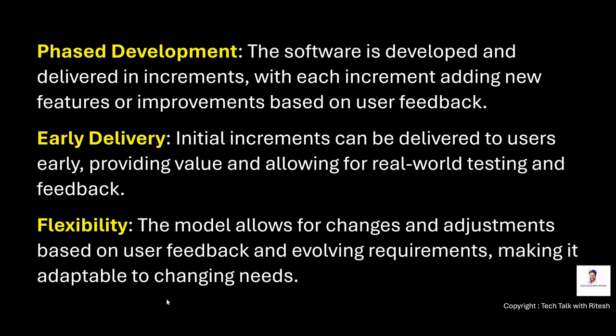So first one is for sure, because we are seeing incremental model, we will have phased development, phased delivery. The software is developed and delivered in increments, iteration 1, iteration 2, iteration 3, and so on, with each increment adding new features or improvements based on user feedback. Early delivery: initial increments can be delivered to users early, providing value and allowing for real-world testing and feedback. Flexibility: the model allows for changes and adjustments based on user feedback and evolving requirements, making it adaptable to changing needs. Let's see an example.